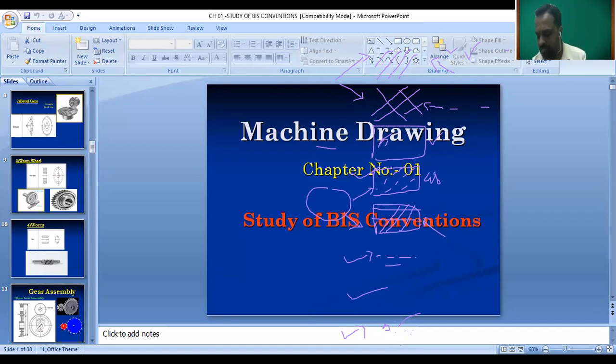We also saw in the last lecture the conventional representation for gears. There are different types of gears: spur gear, bevel gear, then worm wheel. We also saw the gear assembly. Those we will also discuss later on.